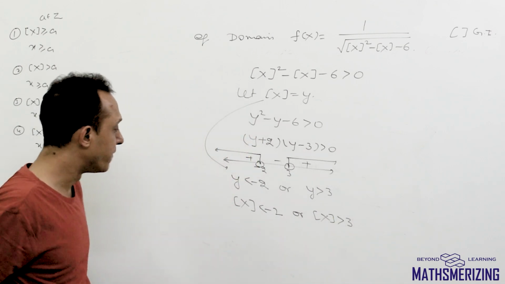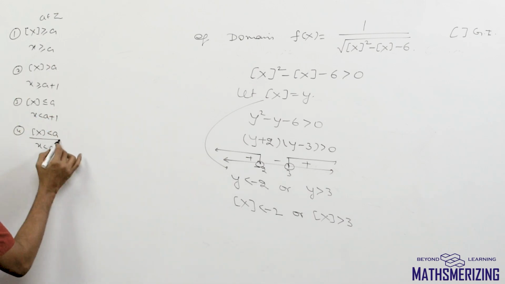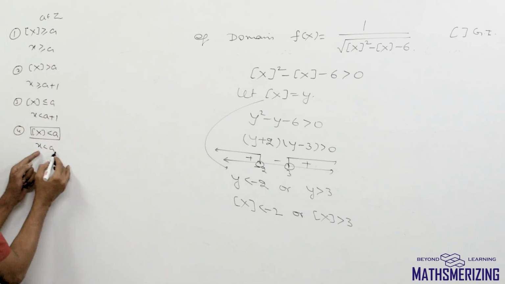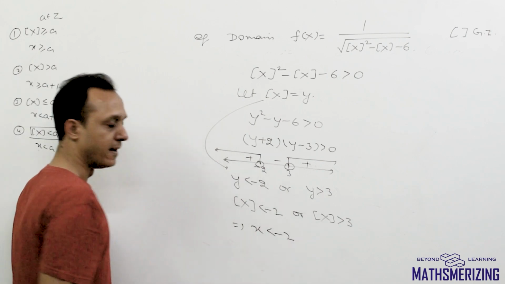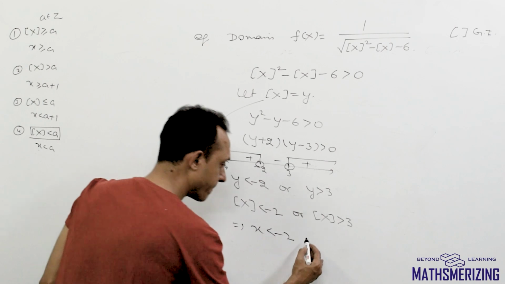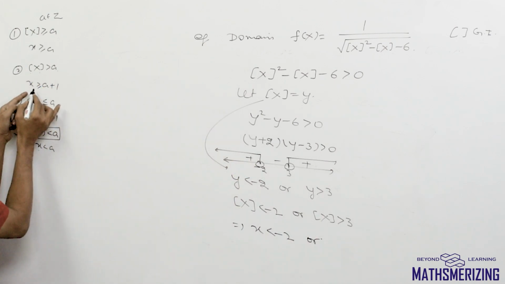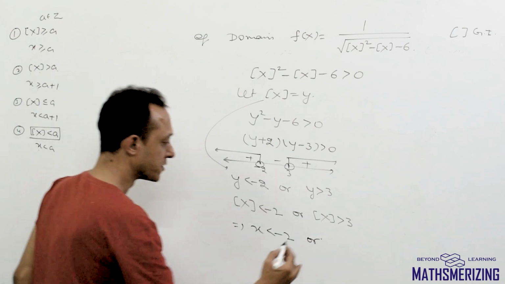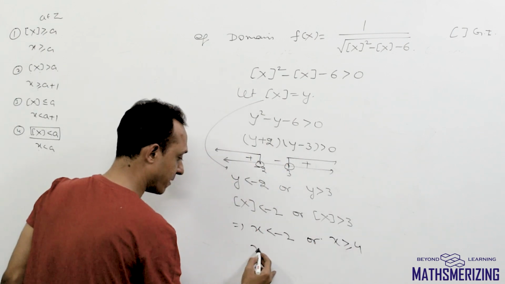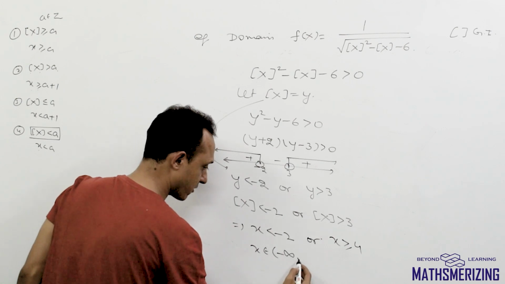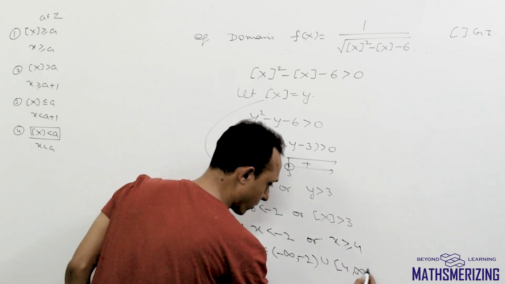So either I can use the formula directly. So when greatest integer function of x is less than a, then it is simply x is less than a. So from here I'll directly write x is less than minus 2 or, now when greatest integer function of x is greater than a, then x is greater than or equal to a plus 1. So from here I'll write x is greater than or equal to 4. So here the answer will be x belongs to, from minus infinity to minus 2 union from 4 to infinity.